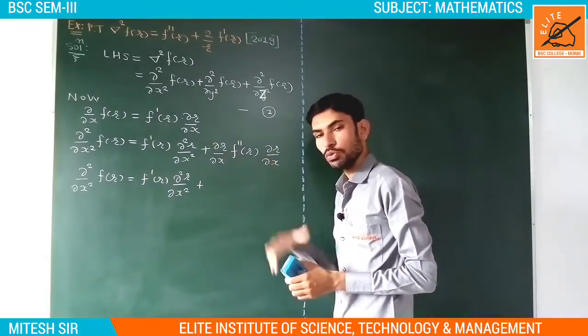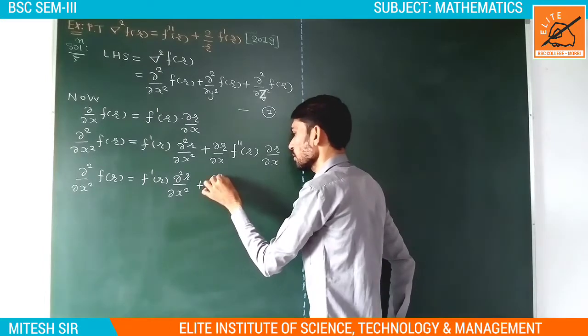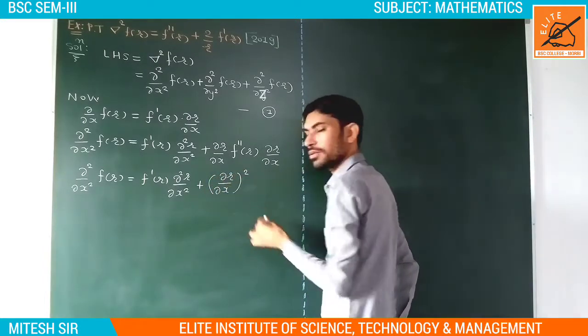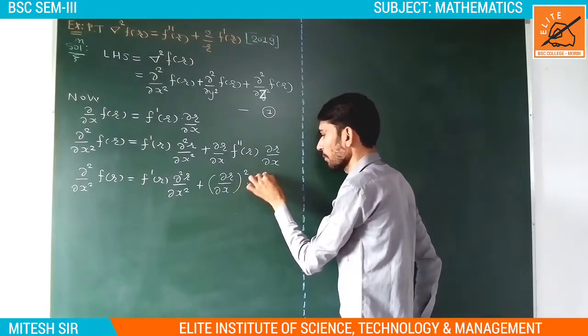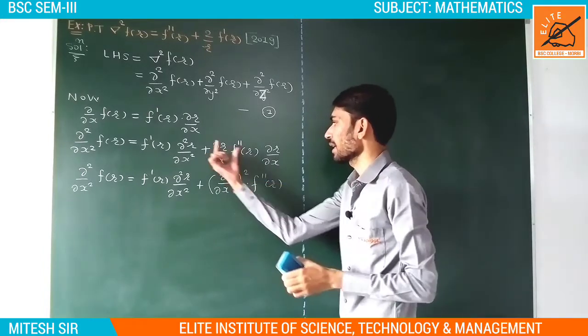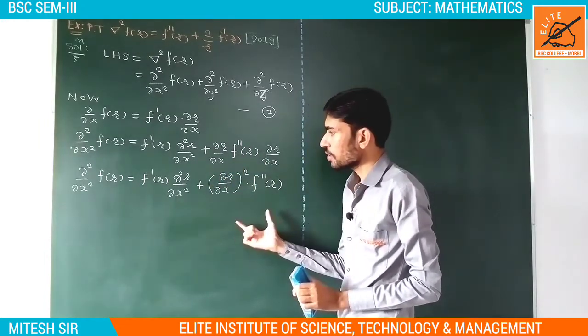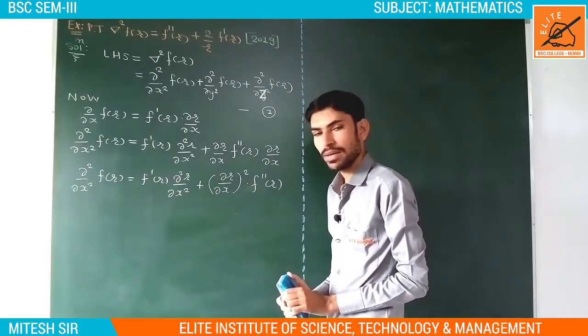That means two times in multiplication. So here we write in square form, del r upon del x whole square, into f double dash r. Friends, since del r upon del x appears 2 times, it is written as del r upon del x whole square. So this is the value of del square upon del x square f of r.